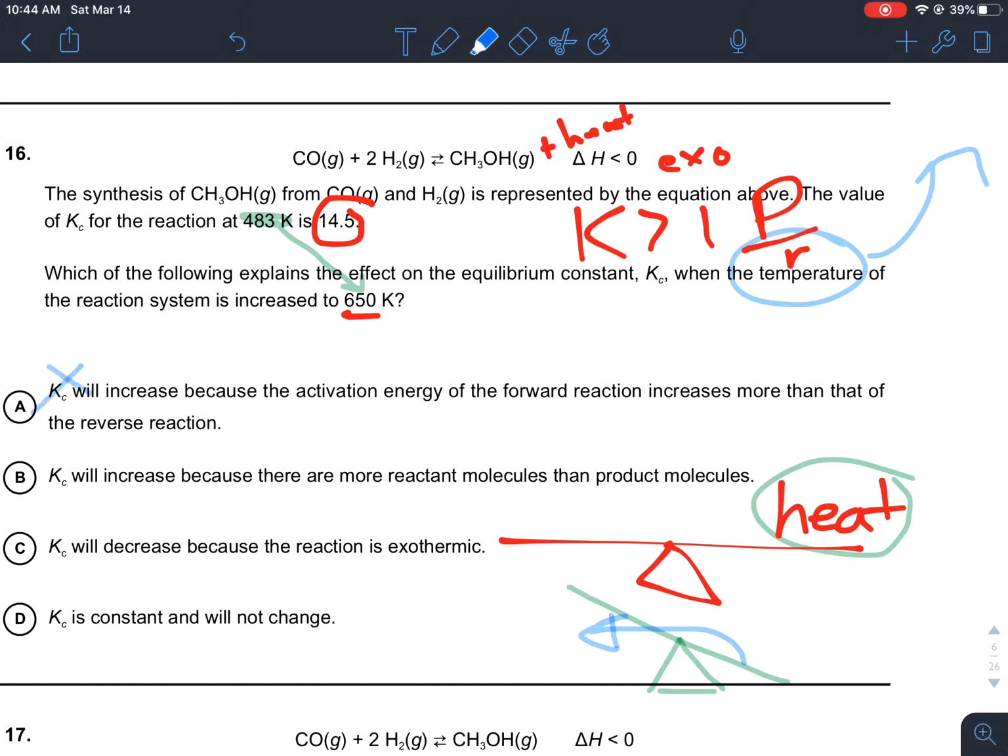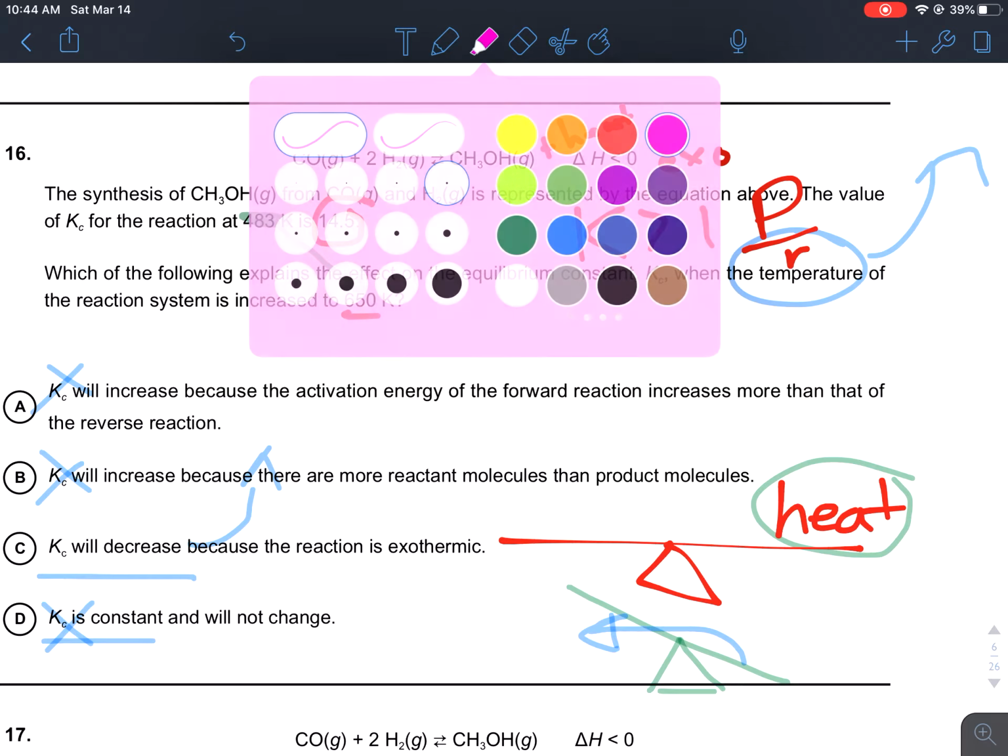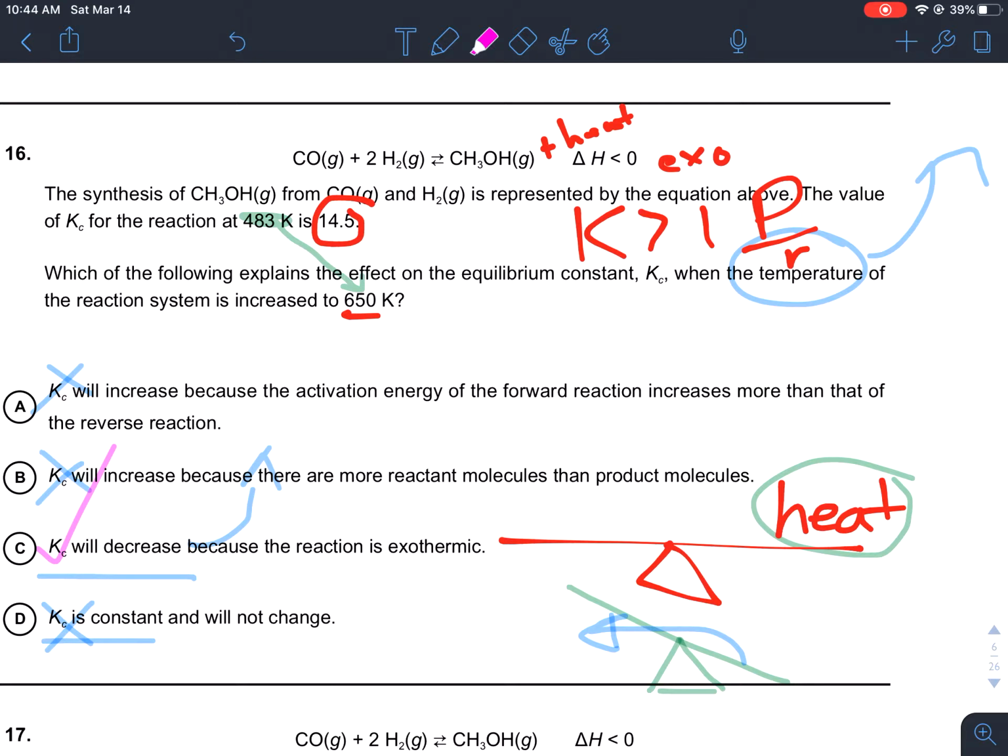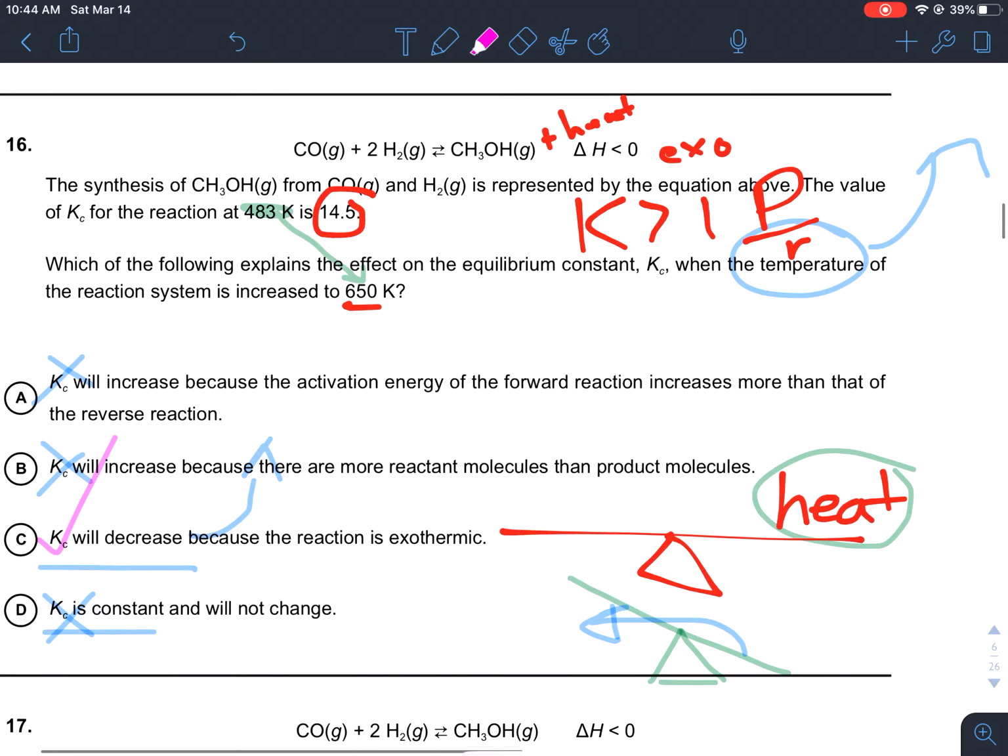K will increase, incorrect. K will decrease, that is correct. Okay, K is constant? No, that's incorrect as well. So the answer, C. C is a great choice. All right, let's go to number 17.